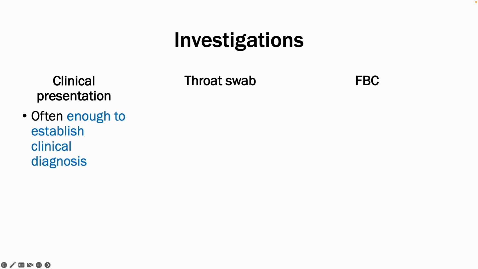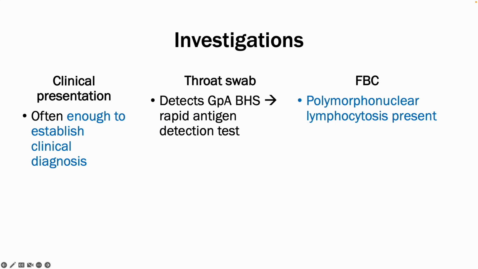In terms of the investigations, the diagnosis is usually made clinically, and that is often enough. However, you can do a throat swab, which can detect the group A beta-haemolytic strep antigens. And if you do a full blood count, you would see polymorphonuclear lymphocytosis.